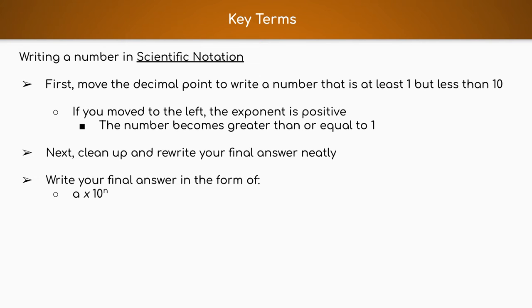So to write a number in scientific notation, we have 3 steps. First, we want to move the decimal point to write a number that is at least 1 but less than 10. If we're moving to the left, the exponent is going to be positive. This makes the number greater than or equal to 1, but also less than 10. Next, we want to clean up and rewrite our final answer neatly. And then finally, we're going to write our final answer in the form of a times 10 to the nth power.